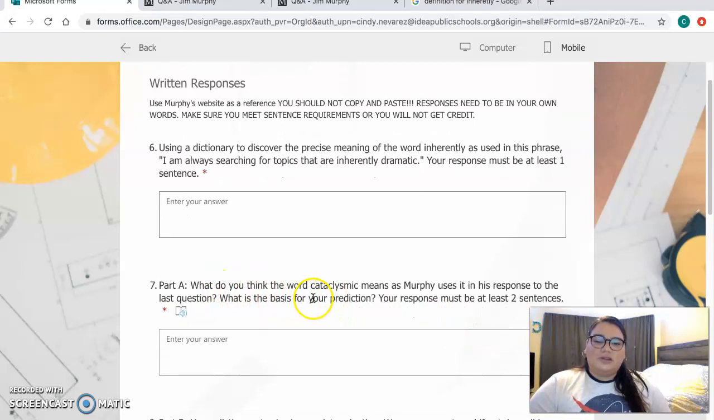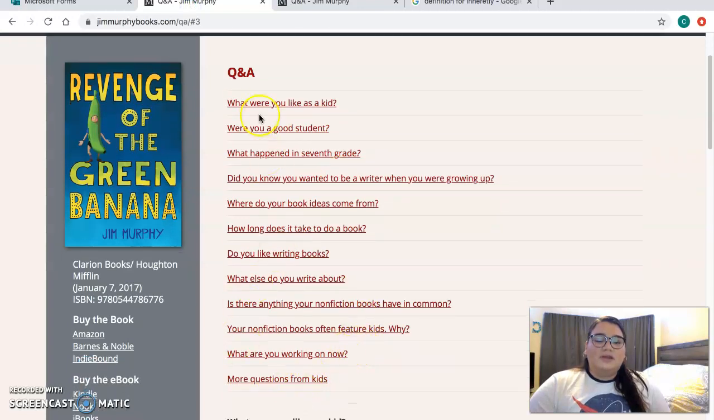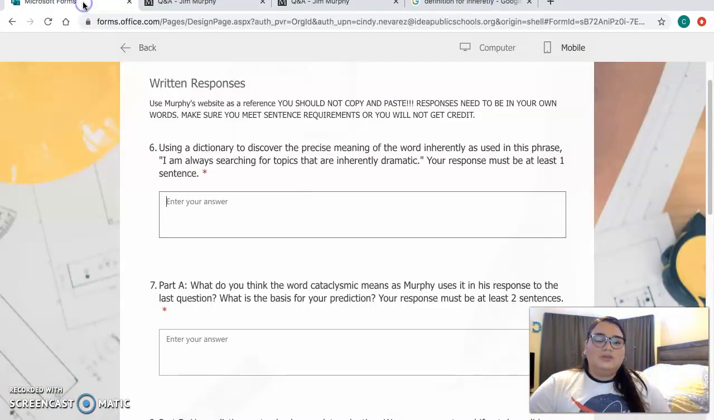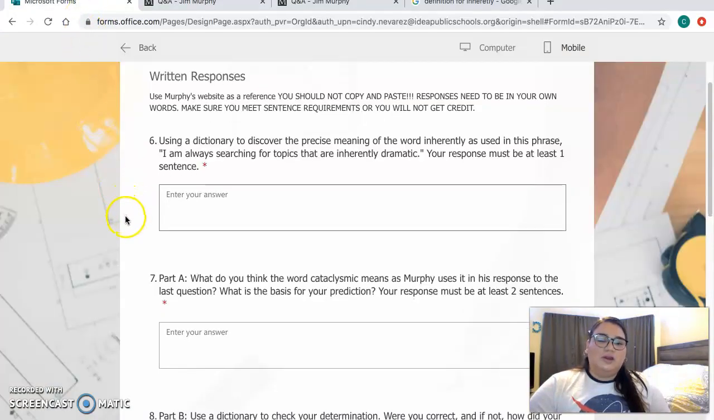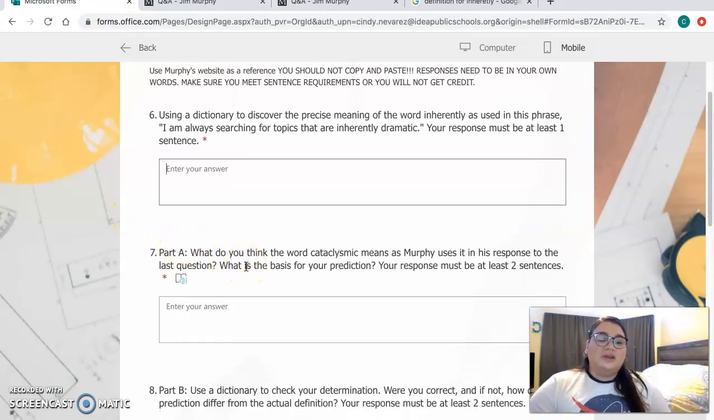Number 7 is, what do you think the word cataclysm means as Murphy uses it in his response to the last question? So when they're talking about Murphy's questions, they're probably talking about these. Okay, so he probably used it in the last one. And they're asking you, yeah, it's right here, to figure out what he means by that. So something important that you would have to do here is they're not asking you for the dictionary term.